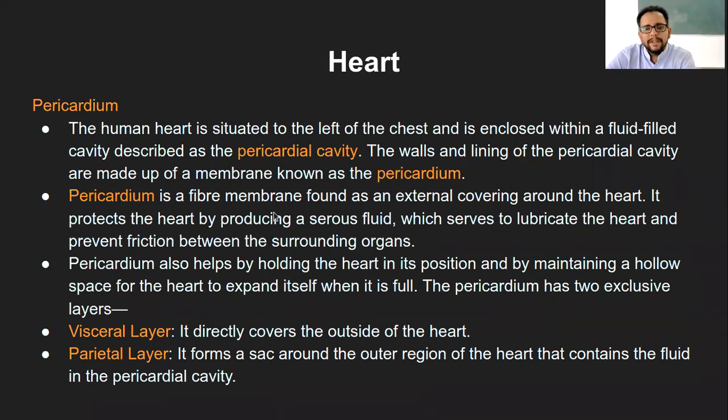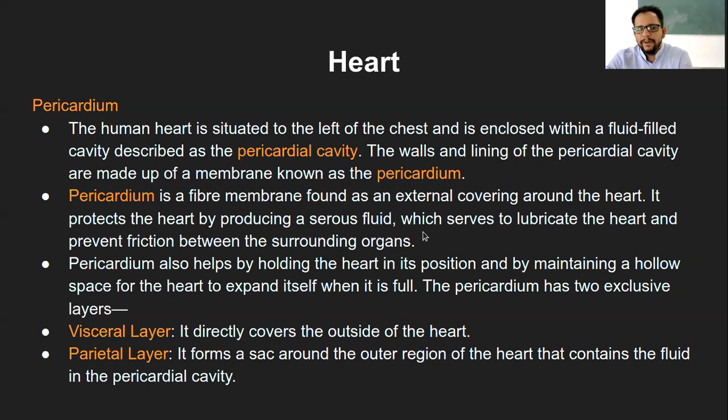And pericardium is a fibrous membrane found as an external covering around the heart. Again, this is apart from those 3 layers which are present in the heart wall. This is acting as an external cover. It protects the heart by producing serous fluid. Serous fluid refers to that slightly thicker fluid produced by the serosa layer. Like in the skin, usually you have different layers, and one of them is serosa. The fluid secreted by that serosa layer is something similar with this pericardium as well.